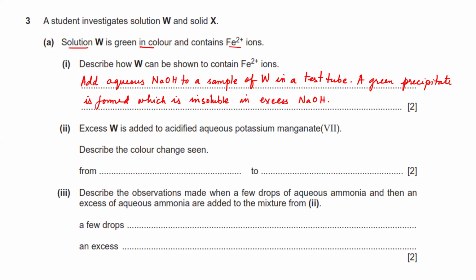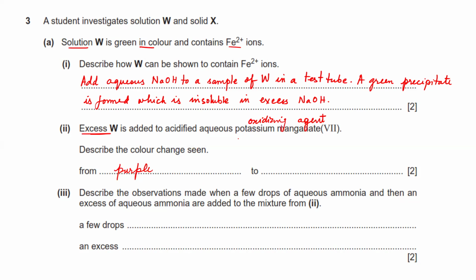Then it says excess W is added to acidified aqueous potassium manganate. Remember, acidified potassium manganate is an oxidizing agent. So describe the color change seen. Remember, potassium permanganate is purple in color, and once it is oxidized, the iron changes from iron 2 to iron 3. So the oxidation is complete.